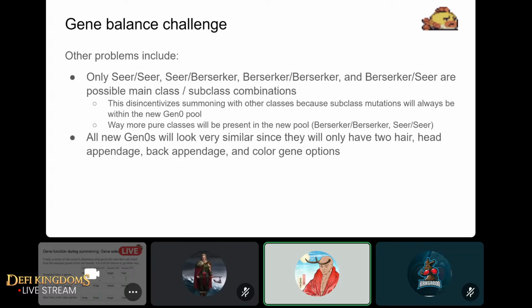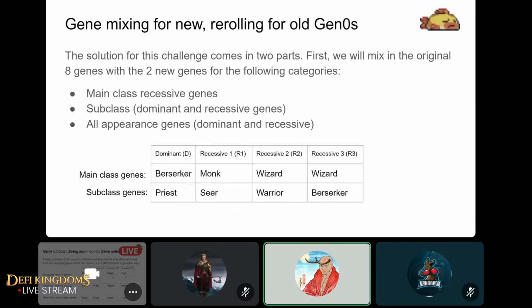Also with appearances, if we were to do the same thing, most of the new Gen Zeros would look very similar to each other. They'd only have 2 different hair options, 2 different back appendage options, and so on. All of these things are problems we're trying to address here. So what we'd like to do to solve that is have gene mixing for the new Gen Zeros, meaning that they will have 10 different gene options available to them instead of 2 for every slot except for the main class dominant gene. So it's guaranteed that you're going to get either a Berserker or a Seer, but the rest of the genes could be any of the 10 that are now going to be in the pool with this release. That's what we're doing for the new Gen Zeros.